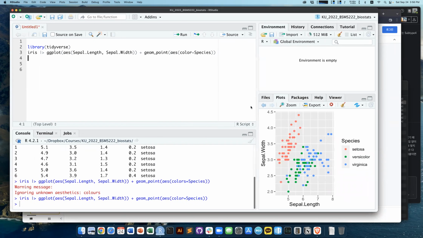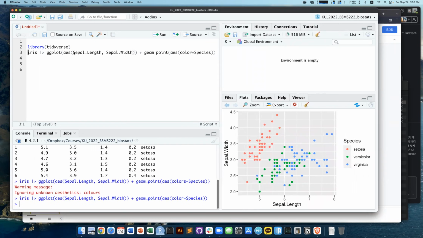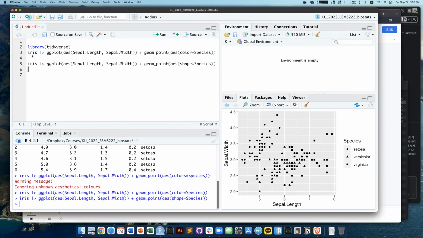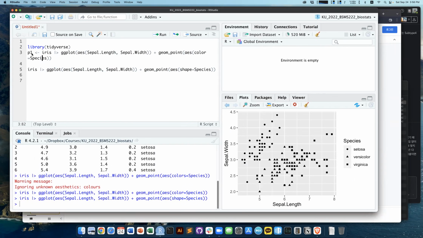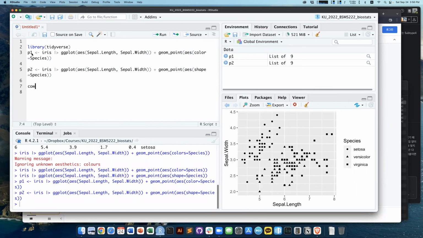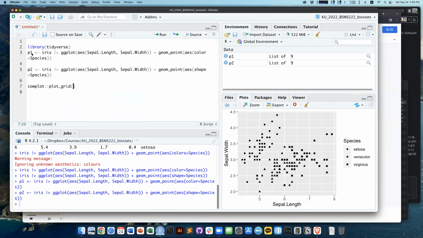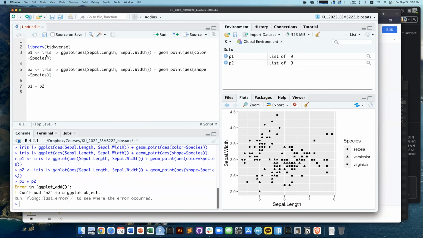Okay, so this is one way. And we can try shape like this, right? So I want to show this one and this one together. Two plots, P1, plot_grid, P1 plus P2. Oops.